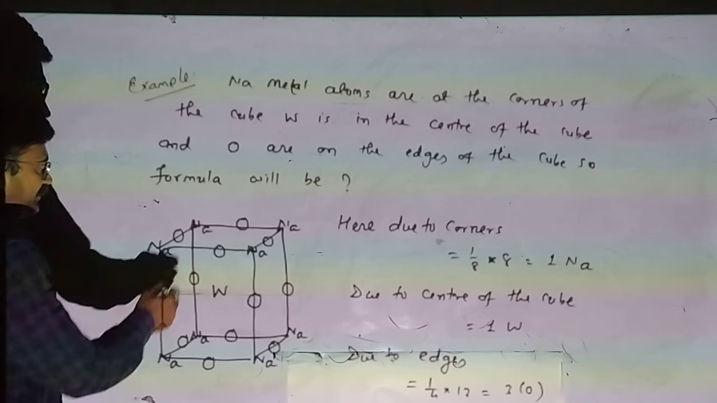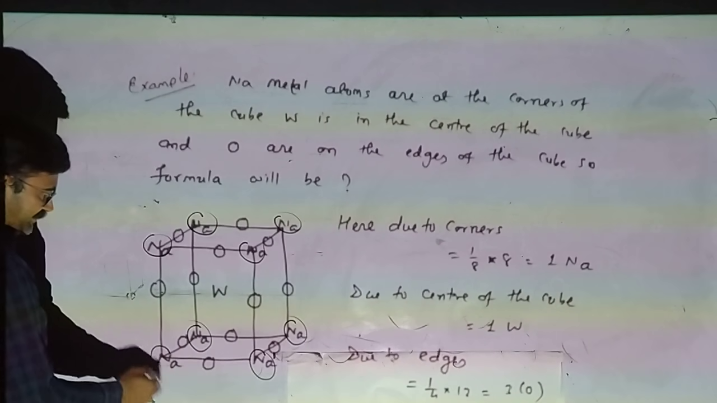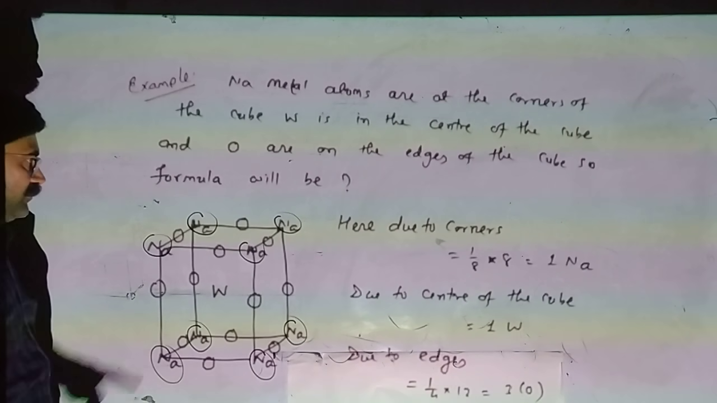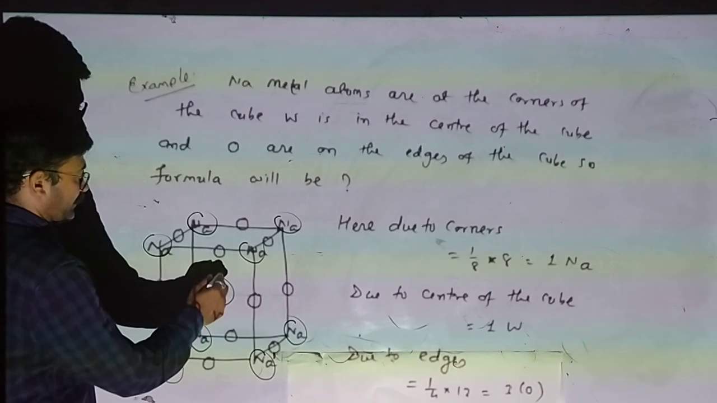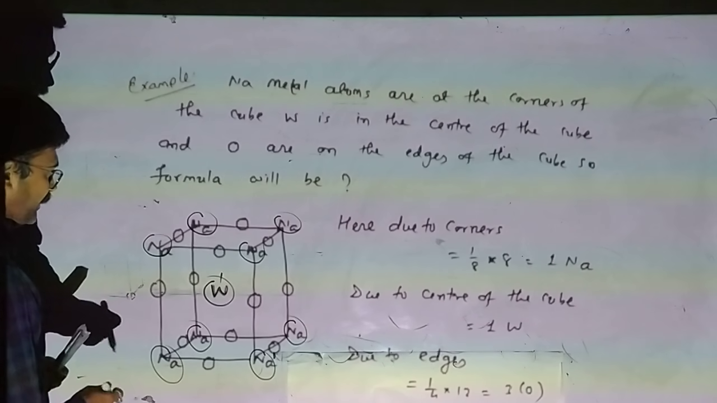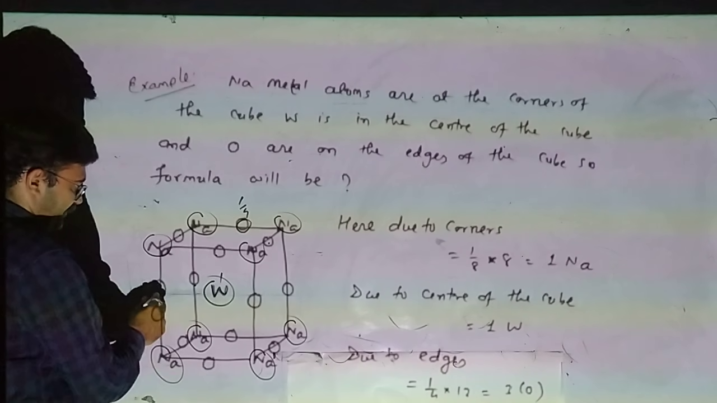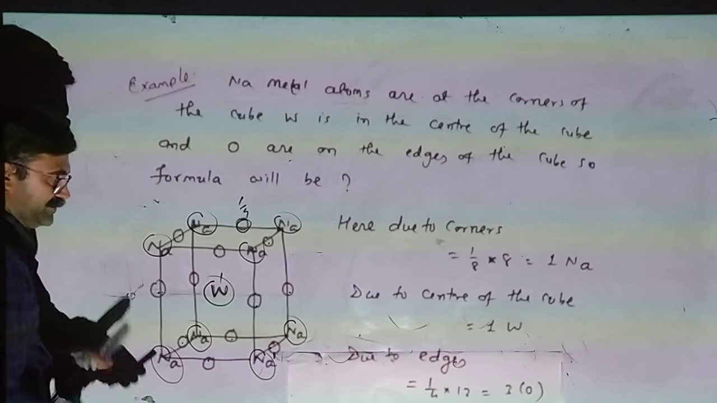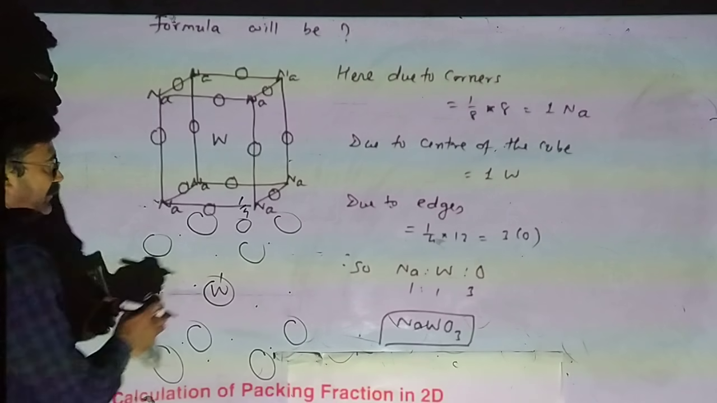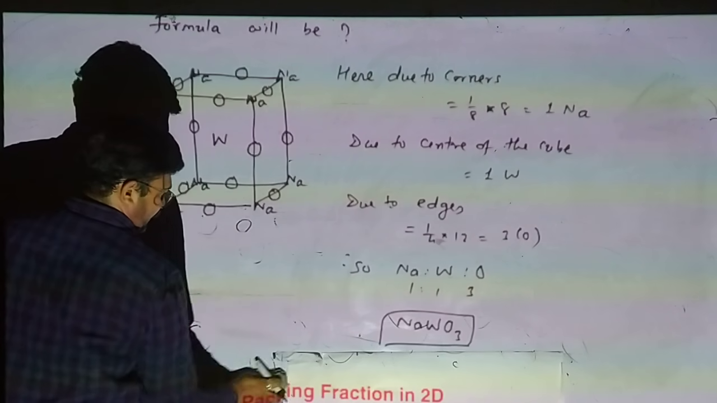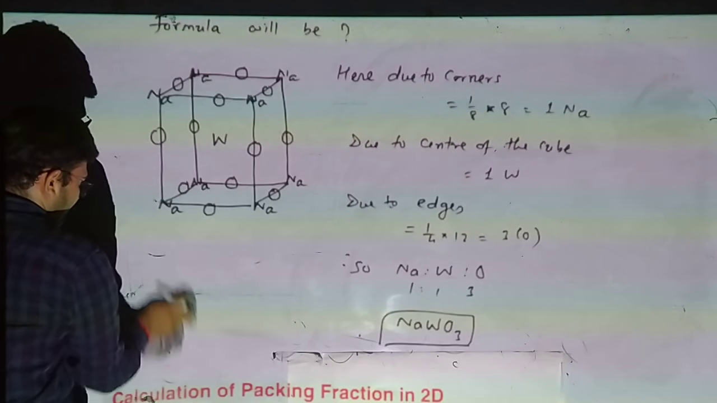sodium metal atoms are at the corner. So due to corners, 8 into 1 by 8, so 1 sodium. And due to the center, it is indivisible, 1 tungsten. And due to edges, 1 by 4, times 12 edges, so 3 oxygen. So sodium 1, tungsten 1 and oxygen 3. So the formula is NaWO3.